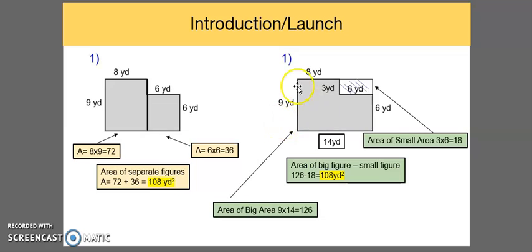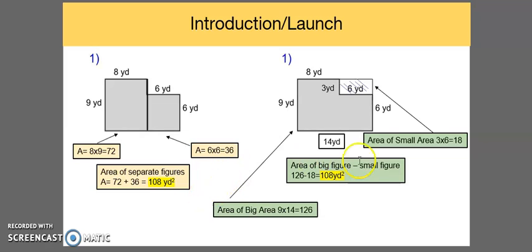Another way we can do this is by putting a line across to make this a huge rectangle. Since this part is empty, we can take the area of the whole rectangle and subtract the empty part to get our total area. The total area of the figure is 9 times 14, giving us 126. Then we take the area of the shaded part, which is 3 yards by 6 yards, which is 18. We subtract 126 minus 18, giving us 108 yards squared.